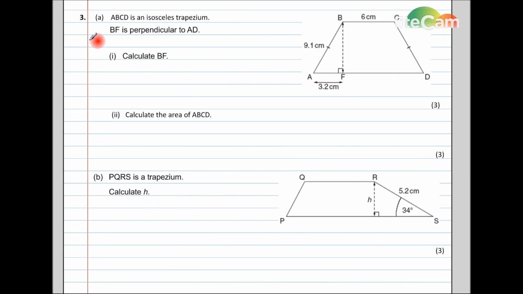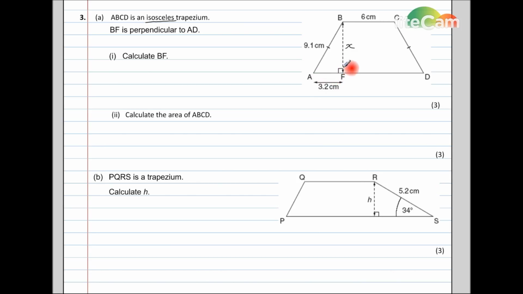Question 3. Part A. ABCD is an isosceles trapezium. So remember, isosceles, that's going to mean that these two sides are the same, and it's marked on the diagram anyway. BF is perpendicular to AD. So this line here is perpendicular to the base. That means at right angles too. Okay, that's labelled on the diagram as well. And we want, in part 1, to calculate BF. So we're trying to find this length here. So let's call it X.